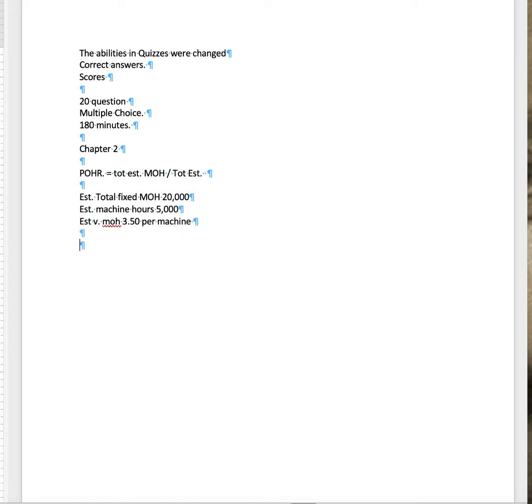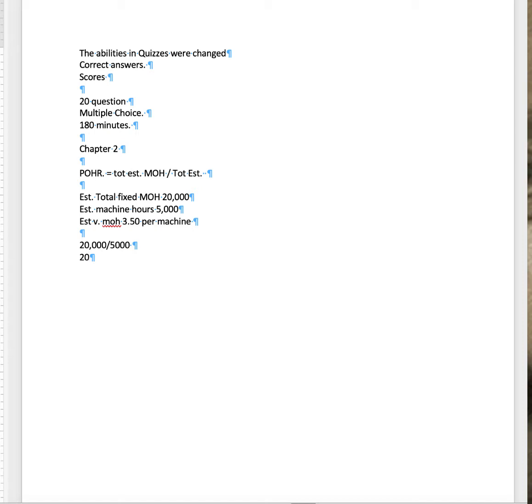Okay, if you do 20,000 divided by 5,000 to get your predetermined overhead rate, you will be wrong. Why? Because you didn't use the total manufacturing overhead. You only used the fixed portion. So how do we solve that?